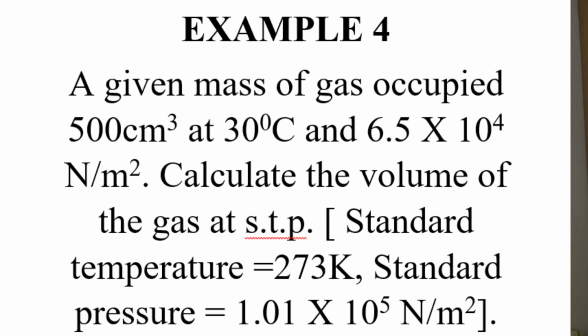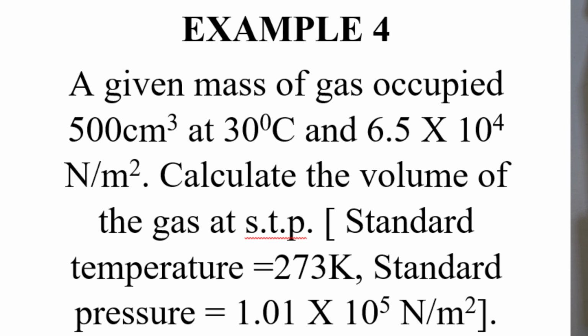Look at the screen. A given mass of gas occupied 500 cm3 at 30 degrees C and 6.5 times 10 to the power 4 newton per square meter. Calculate the volume of the gas at STP. Of course, at STP your temperature will be 273 Kelvin and your pressure is going to be 1.01 times 10 to the power 5 newton per square meter.